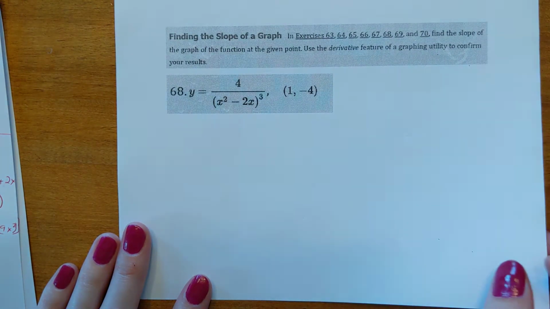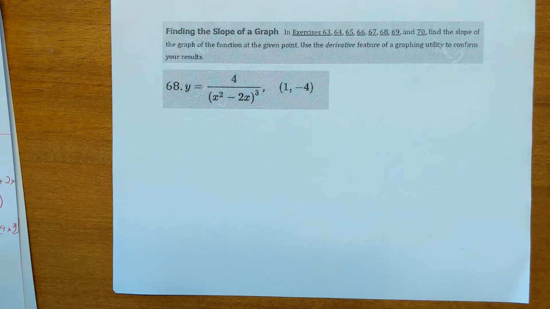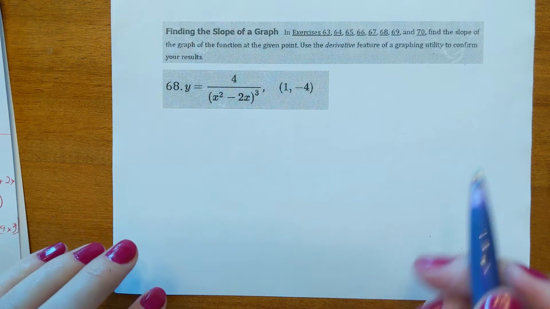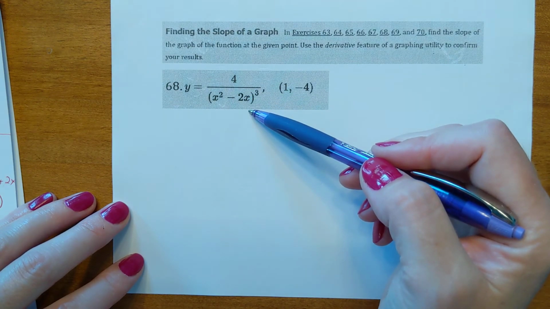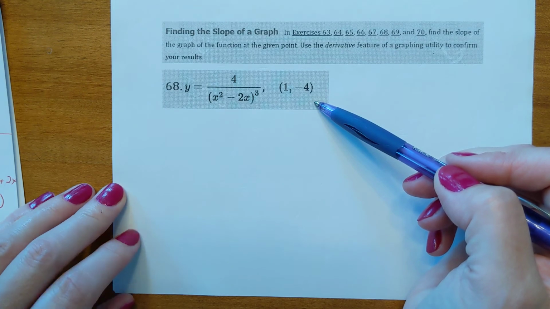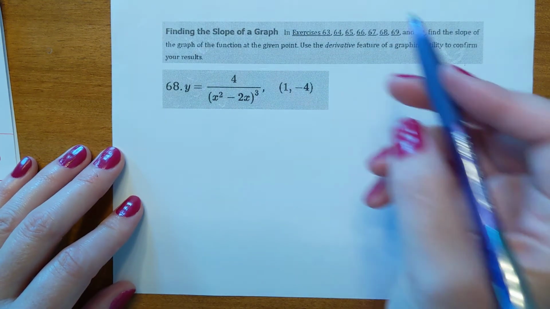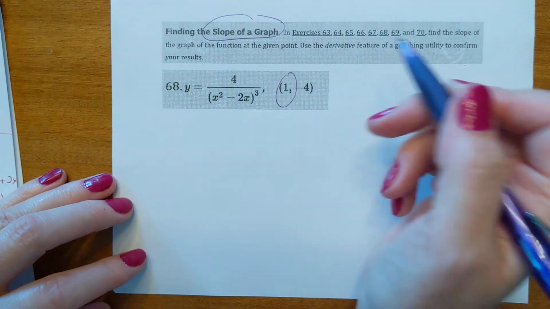All right, let's do some math with it, some story problems here. Let's go down and do finding the slope of a graph. We've been working on that. It's just we're going to do it again using the chain rule. So again, this one says y equals 4 over x squared minus 2x to the third. They'd like us to find the slope when it's at the point 1, negative 4. So again, to find the slope of a curve at any point on the graph, take the derivative and then plug in the x.